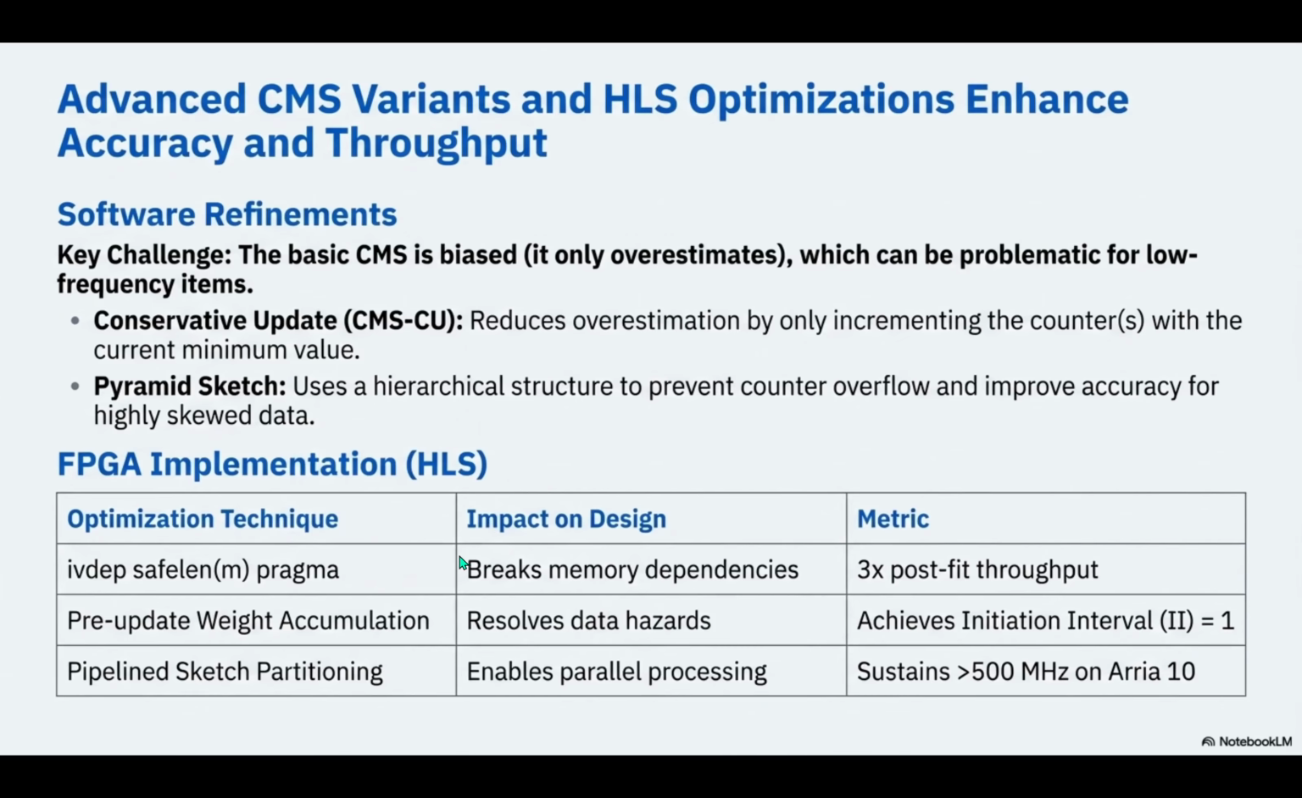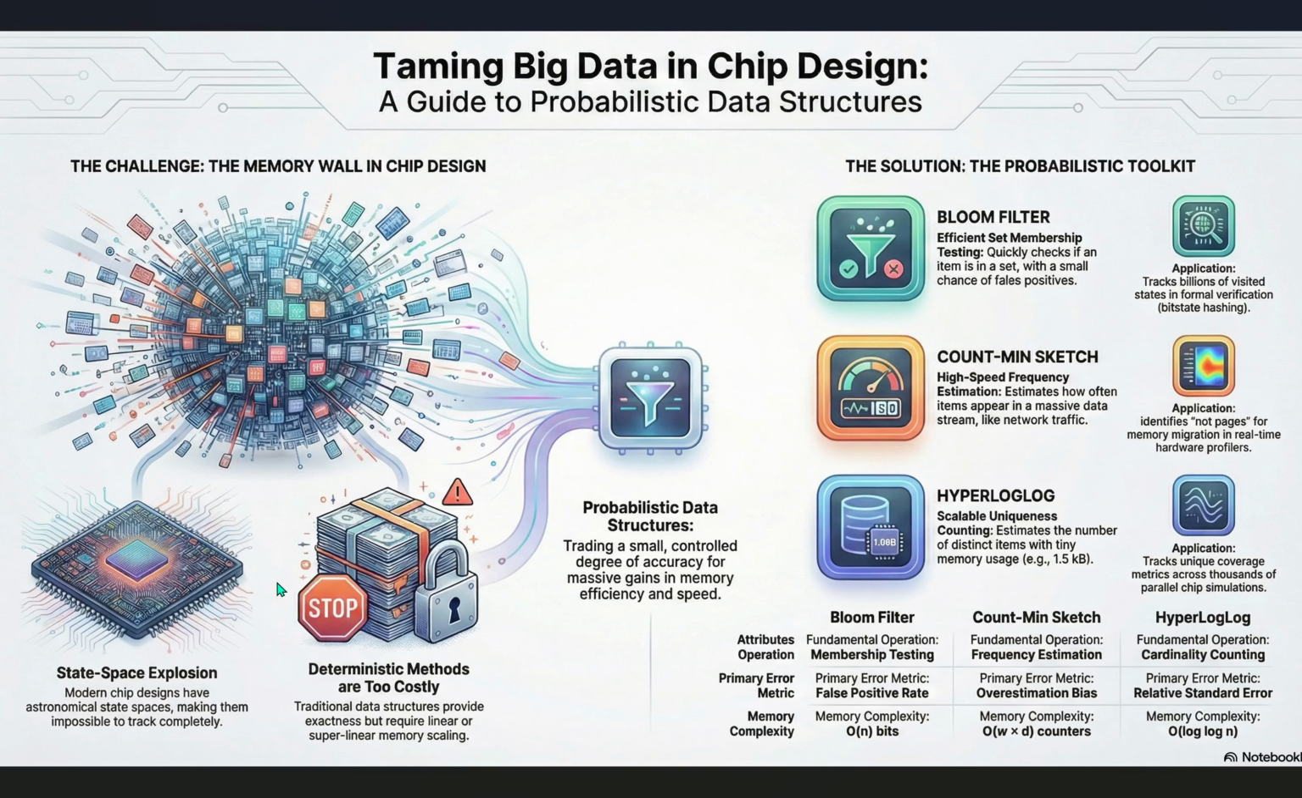Precisely. And to get this running at max speed on, say, an FPGA, designers use really aggressive optimization techniques to achieve what's called an initiation interval, or II, of 1. What does an II of 1 actually mean for our listener? It means you are maximizing the pipeline. You're scheduling everything so perfectly that the hardware can accept and process a new data point every single clock cycle. You're processing data at the clock speed of the chip.